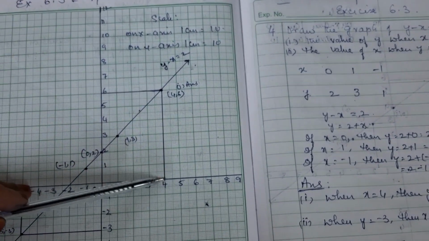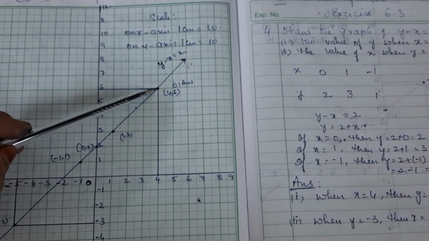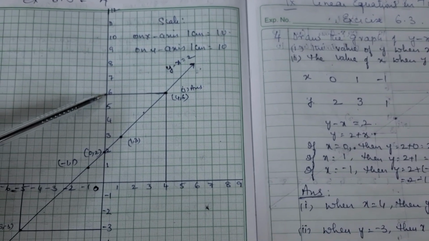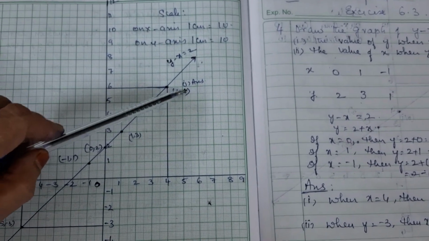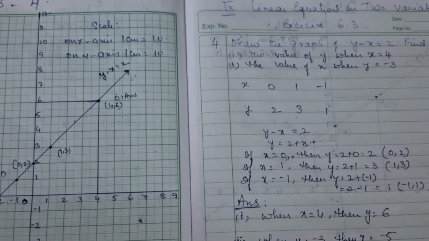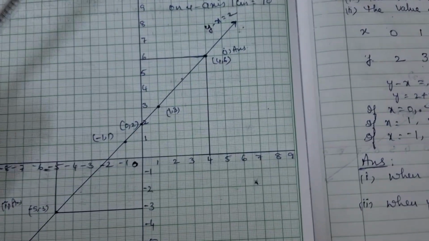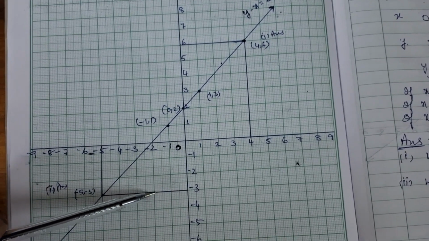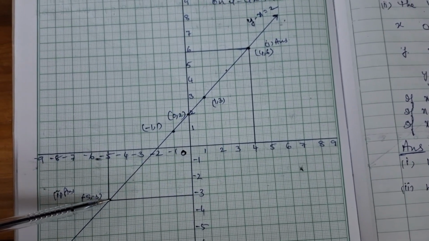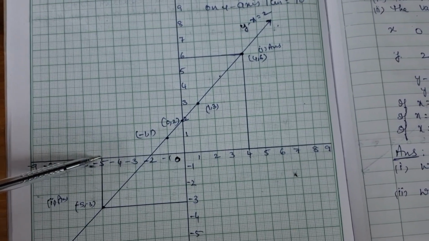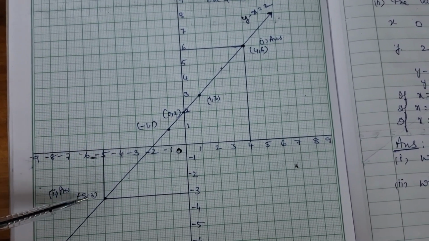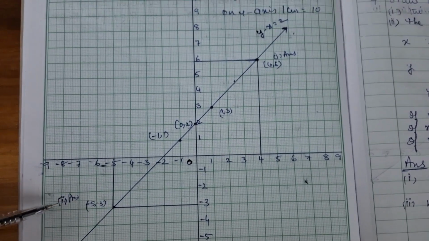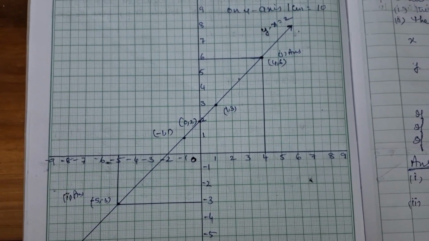After getting this, from the graph they are asking to find the y value when x is equal to 4. When x is equal to 4, the line intersects here. And what is the y value we are getting for this? 6. So (4, 6) is the answer for the first part. Second one, when y is equal to minus 3, I have drawn a straight line which intersects this line at this point. What is its corresponding x value? Minus 5. So minus 5, minus 3 you have to write. Always first write the x value, then the y value.